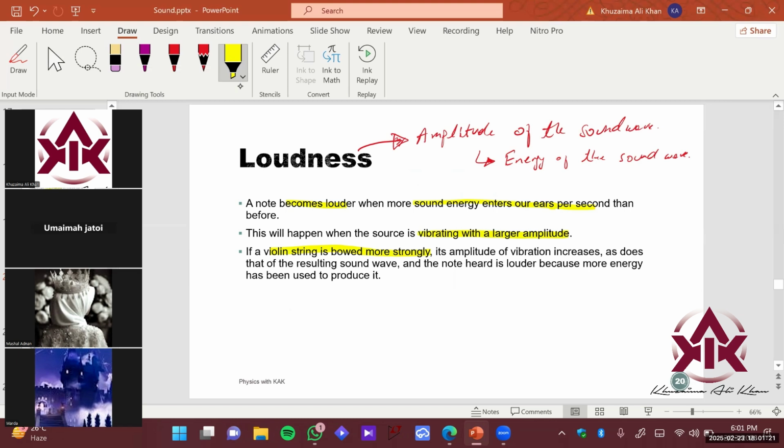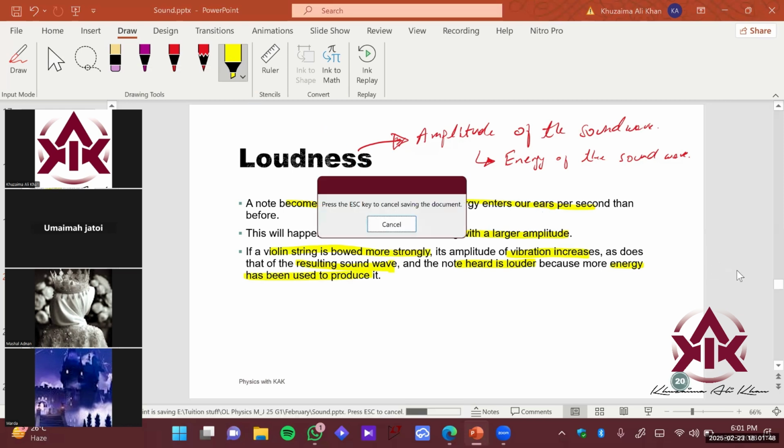Why does it become louder? Because the thicker the string, the more amplitude with which it starts to vibrate, right? Similarly, this is true for violins, right? So if the amplitude of vibration increases, the sound wave amplitude increases over here. The note which you hear becomes louder because more energy is getting transferred from the violin string over here, right? So this is loudness.